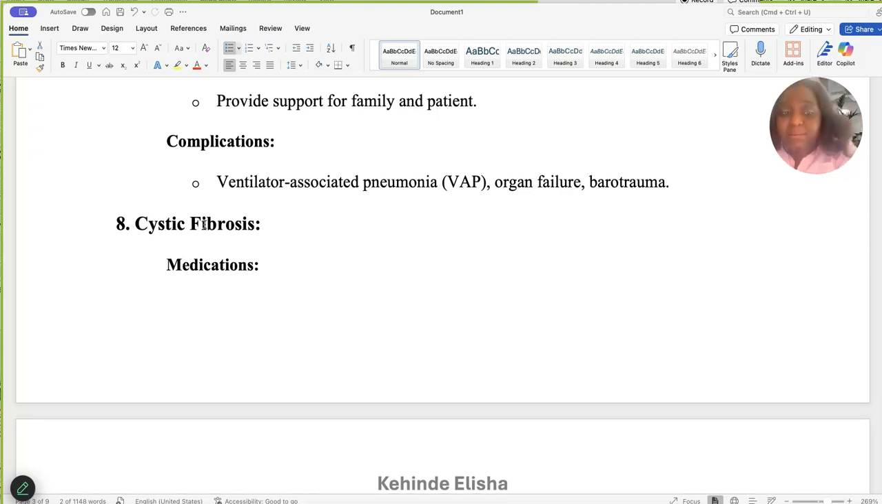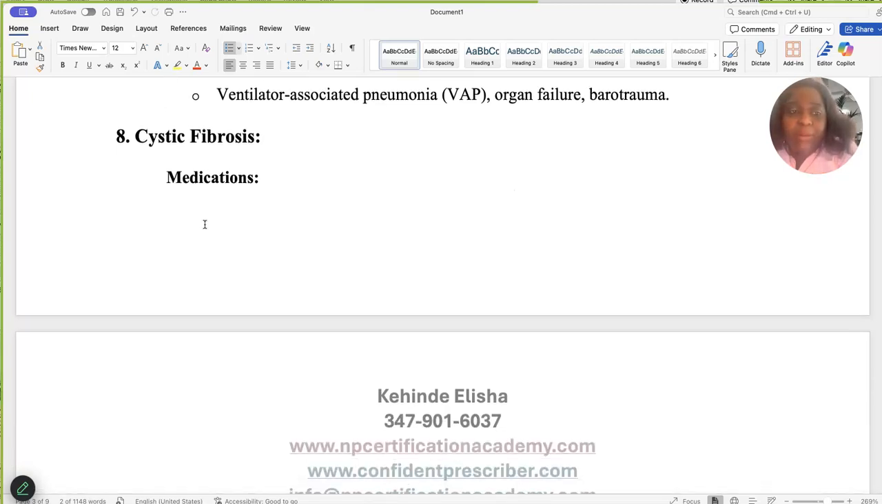You're like, what is a VAP? That is ventilator associated pneumonia. There are also other issues that we may get, so we need to do good oral care too to prevent other kinds of infections. And then also organ failure is a possibility. Barotrauma is also something to watch out for.